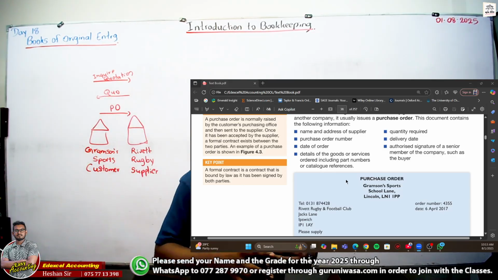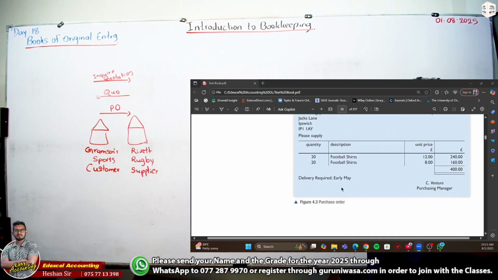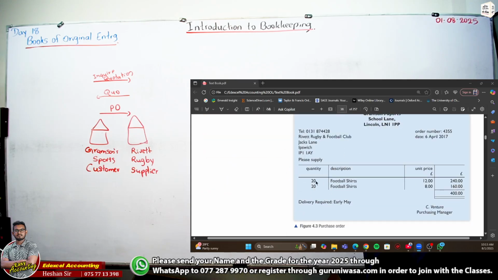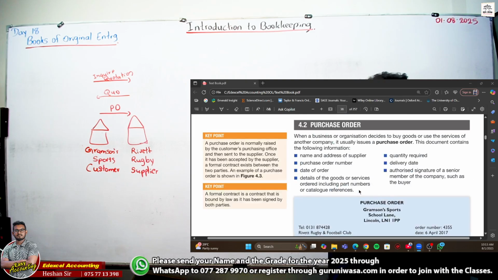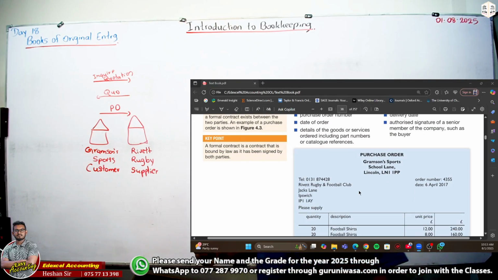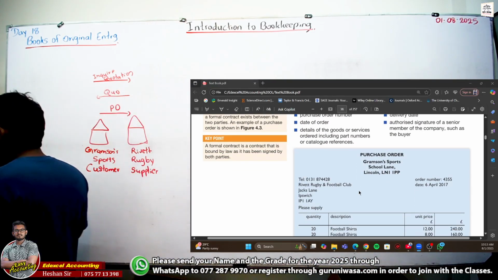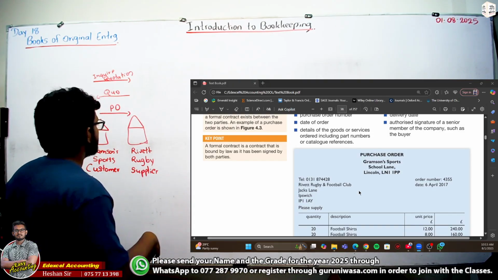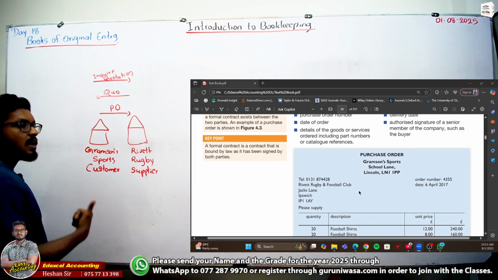I want these things, football shirts. From this quantity, what is the price? Your best price. I want this much quantity. So if the quantity is available with you, can you send me the quotation with the unit price?